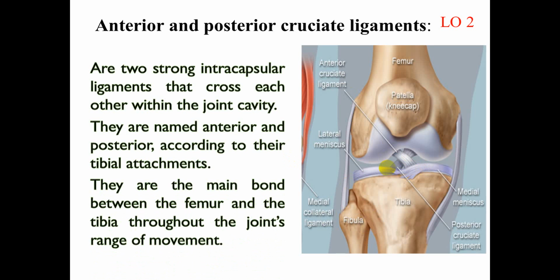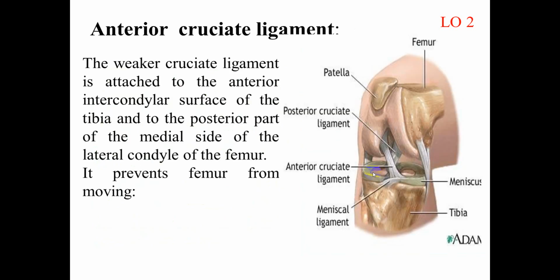Actually, they are the main bond between the femur and tibia throughout the joint's range of movement. The anterior one is weaker than the posterior, and it is attached to the anterior intercondylar surface of the tibia. This is the anterior cruciate ligament, attached to the anterior intercondylar surface of the tibia distally, and it goes upward and laterally to be attached to the medial side of the lateral condyle of the femur.